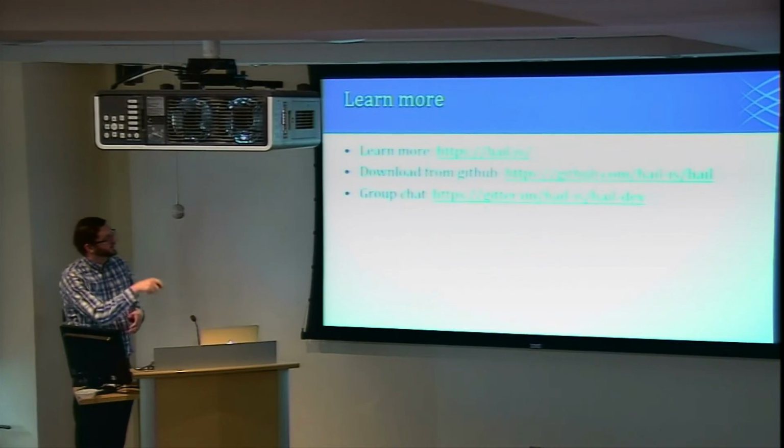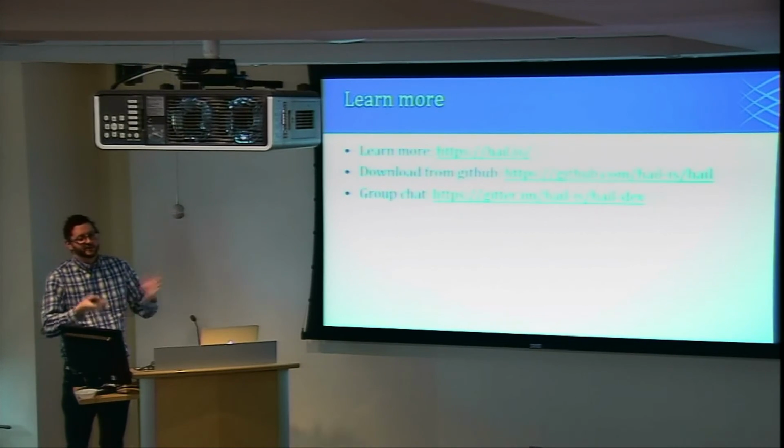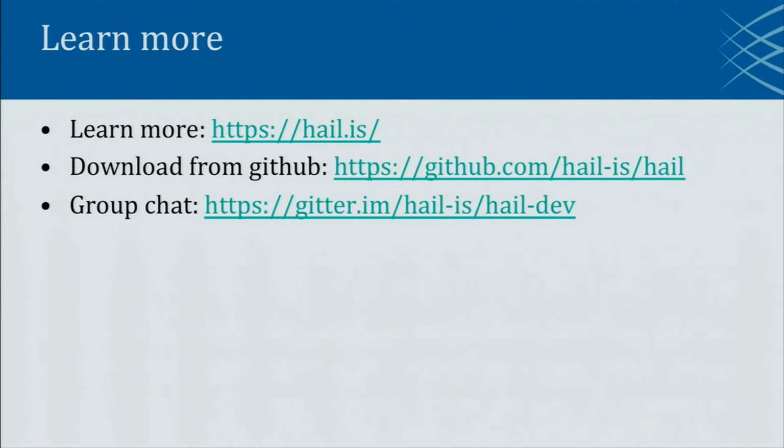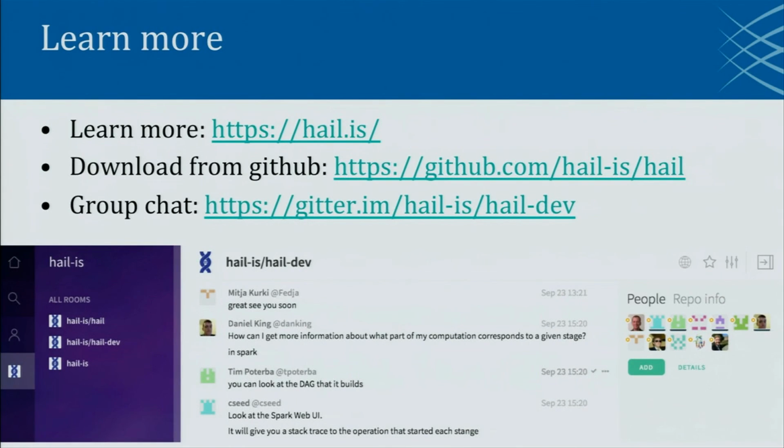You can learn more about it at hail.is. There's a lot of outreach. There's the group chat on Gitter, which is a kind of GitHub pull-through, and you can sign into this right now and take a look if you like.